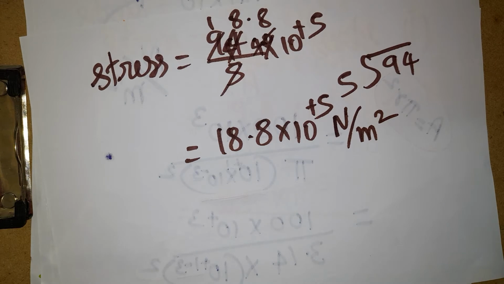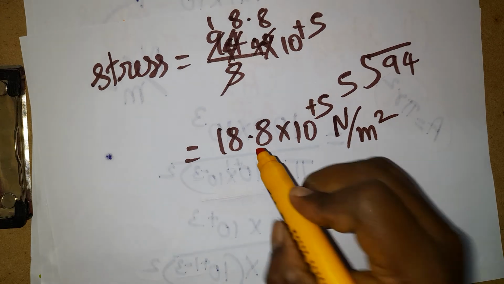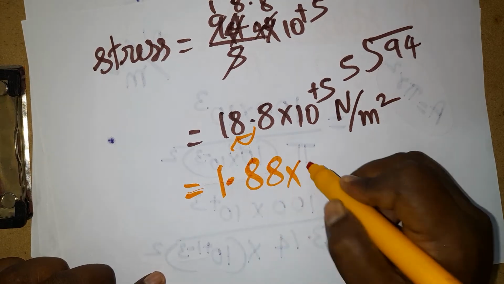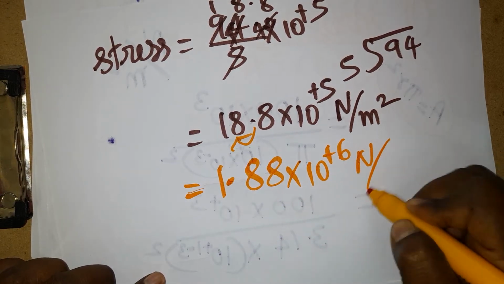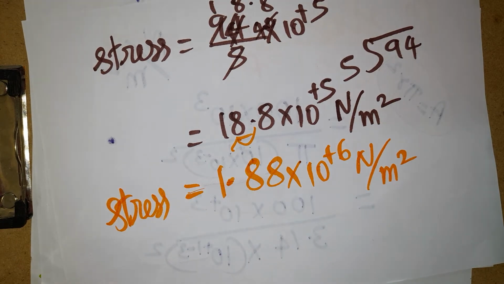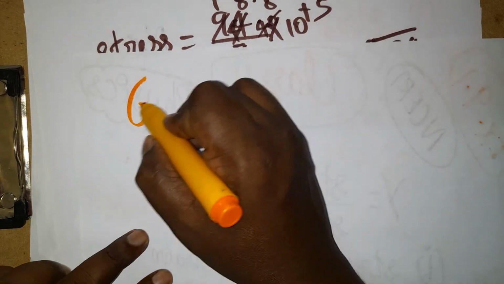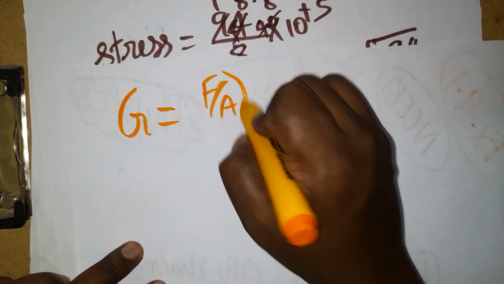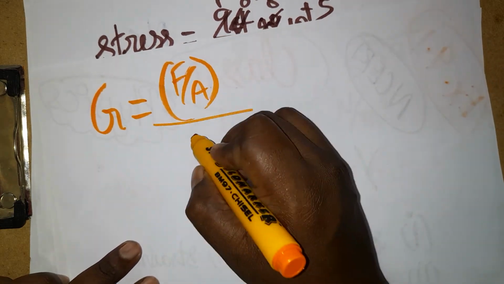Okay, so according to the book answer, one decimal they moved this side, so 1.88 into 10 power plus 6 Newton per meter square. So I got the stress. Then, if you want to find the changing length, already I told you shear modulus is force per unit area, which is called stress, already we found, divided by theta.